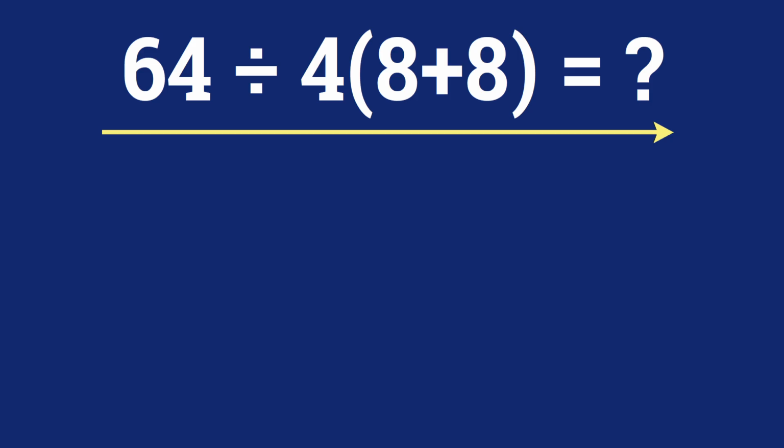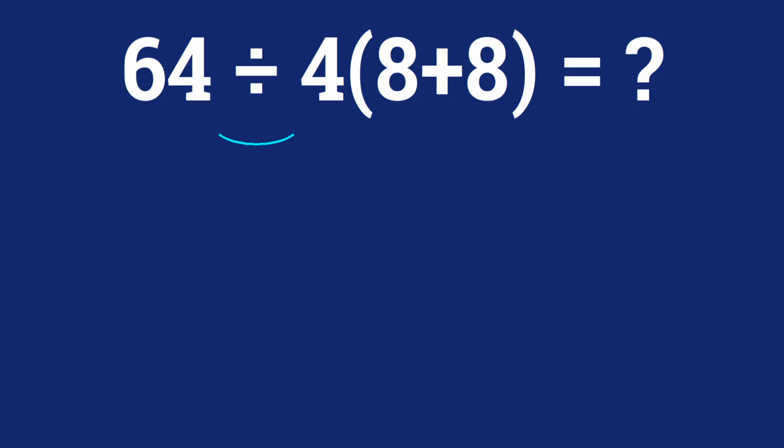In this expression, we have one division, one multiplication, and one parenthesis. Inside these parentheses, we have one addition. Here we have a multiplication, because in mathematics, when a number is placed next to parentheses, it means multiplication, and we usually don't write the multiplication sign for brevity.